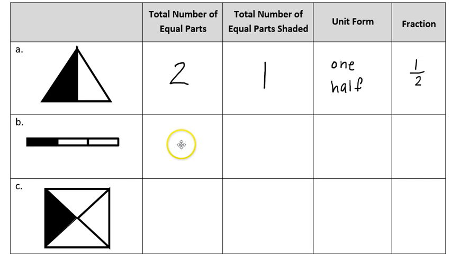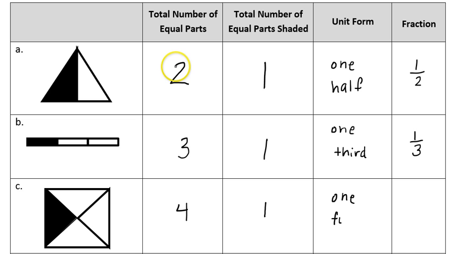In the next picture, I have 3 equal parts. One part is shaded, so we call that 1/3. And as a fraction, that would be 1/3. In my last picture, I have 4 equal parts that make up the whole. One of those is shaded. We would call that 1/4. And as a fraction, that would be 1/4.